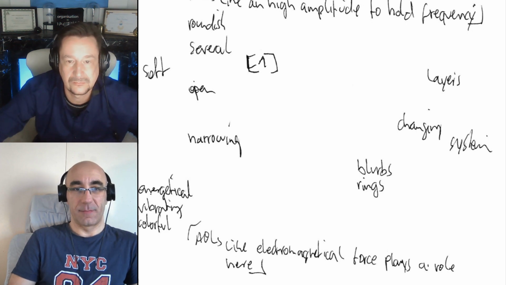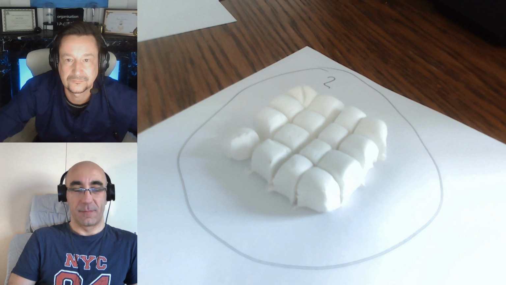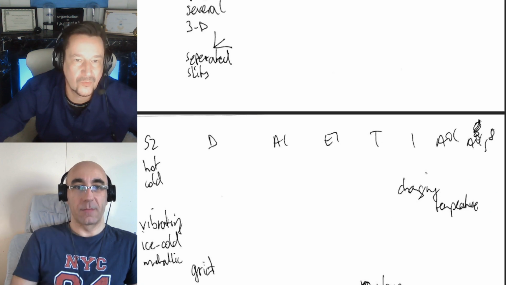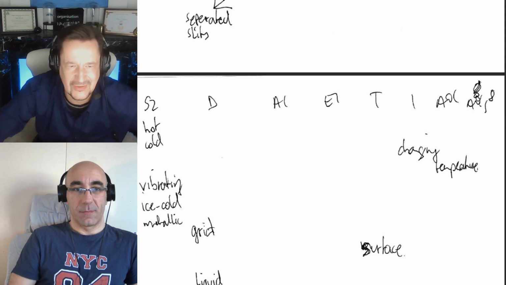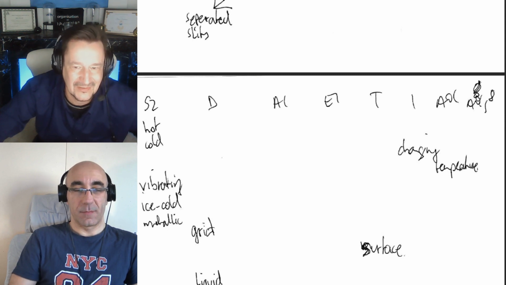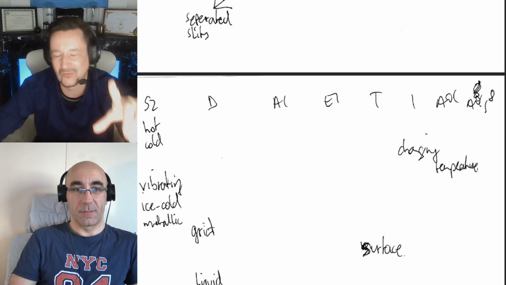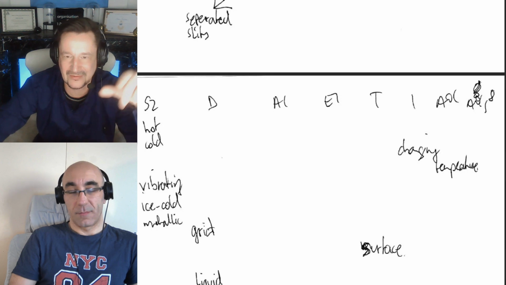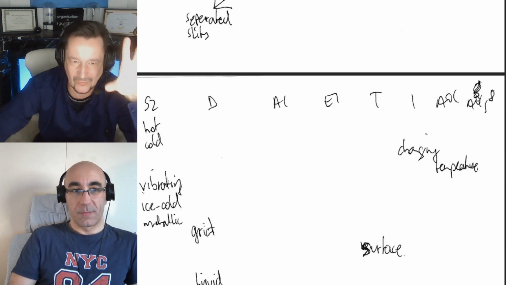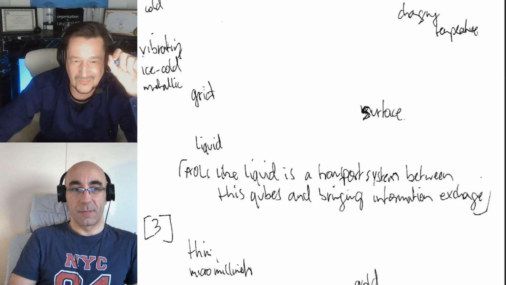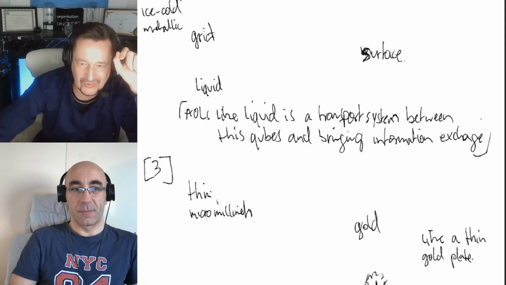Number two, this one. We try to express these cubes. Cube, several 3D separated slits, hot cold, changing temperature, vibrating, ice cold, metallic, grit surface, and liquid. And here we come to this liquid thing again, when we are thinking back to the information about this liquid where you talked about. Like liquid is the transport system between these cubes and bringing information exchange.